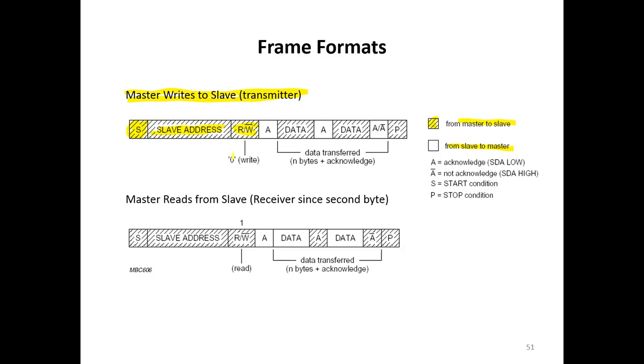Now let's suppose that this bit is 0. That means we have write. What does write mean? The master will write the data to the slave. So here the slave will make the acknowledgement, and then the master will send the data, the slave sends acknowledgement. The master sends the data, the slave sends acknowledgement, etc. Once we have done, the master has to generate the stop condition.